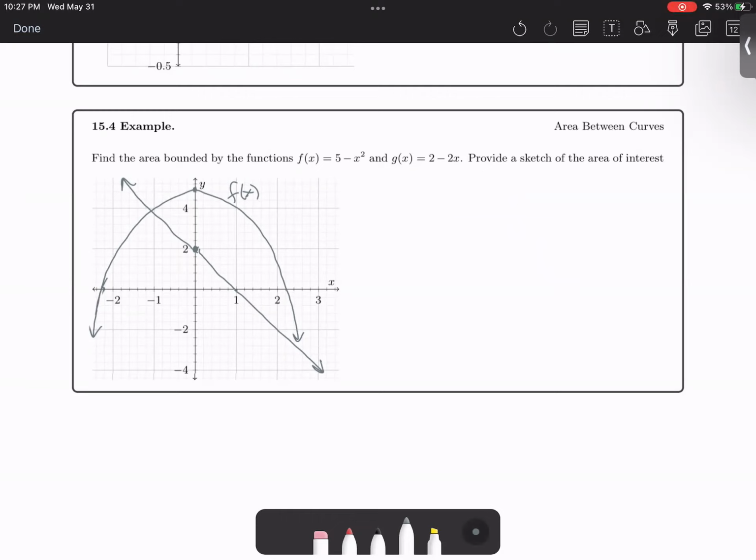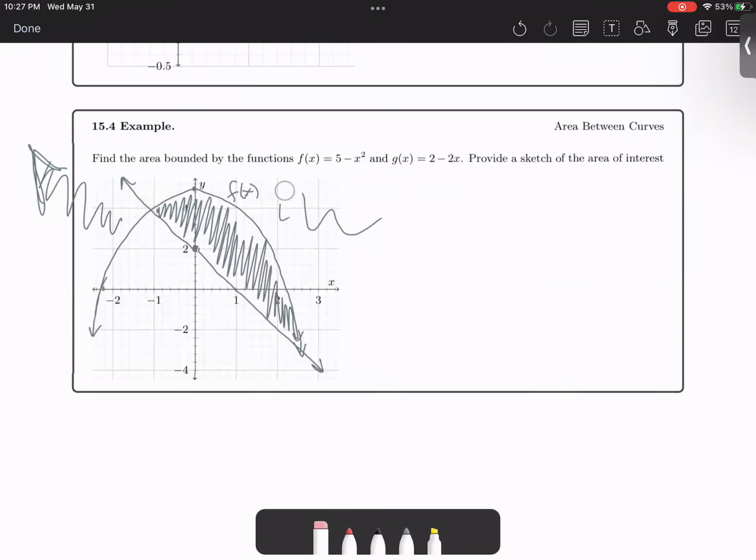Find the area bounded by the functions. Provide a sketch. Okay, so I don't actually have bounds for my integral. I actually have to figure out what these are. Look at the picture there. What's the area bounded by the functions? So it's not this area, because that goes all the way to positive infinity. It's not over here. It's the region bounded between these two. It's the area that's trapped.